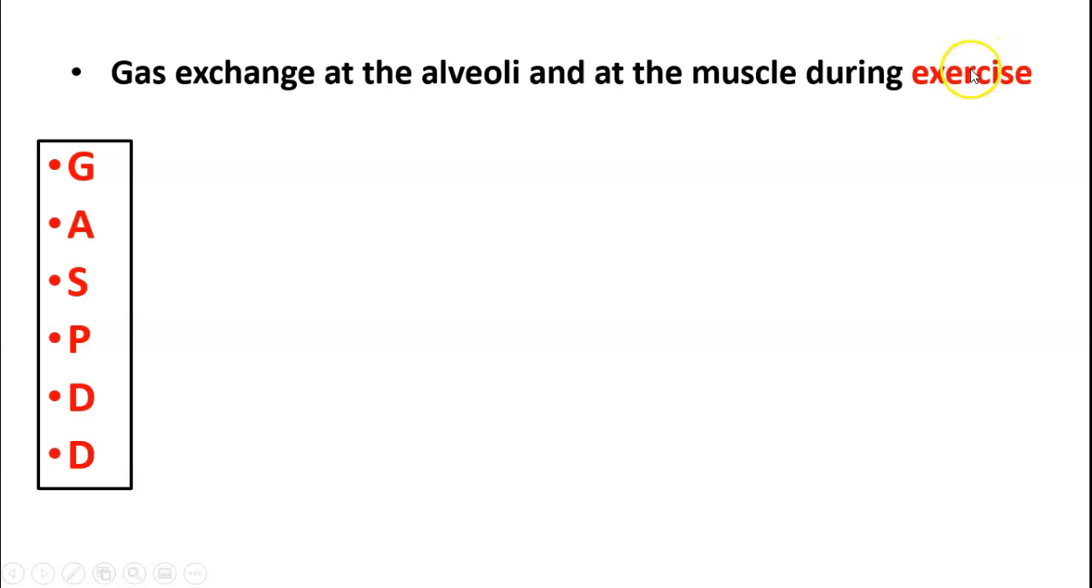Now, when you're looking at gaseous exchange during exercise, remember we have to think about things here. It's still alveoli and blood and muscle. It still uses the GASP DD process, but the key thing when we see the word exercise, as with all of the respiratory system, is that we have to remember to exaggerate. And the key thing we have to exaggerate is where the partial pressure is higher of a gas.